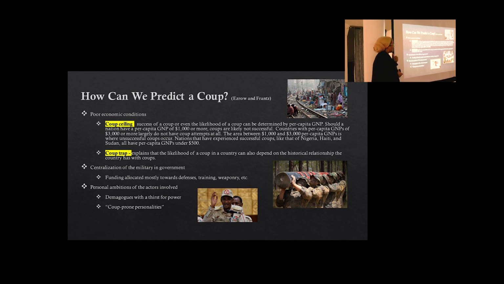So we see a lot more weapons coming from countries like Russia and China and Saudi Arabia and the UAE, which Sudan has experienced. The military was more likely to have the strength to take over Bashir's regime than we saw after the region. The other thing is, if you start seeing certain personalities in the military itself, demagogues who have thirst for power, or what we call coup-prone personalities, they're more likely to have the wherewithal to take over the coup as well. This man right here, his name is Mohamed Bello.